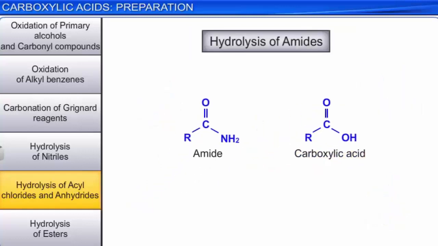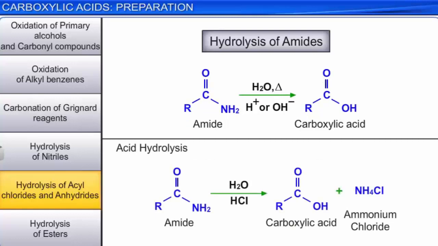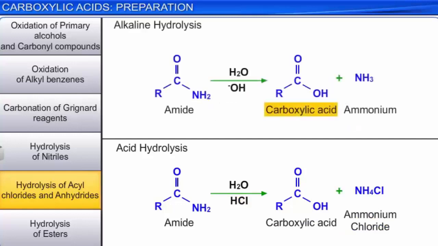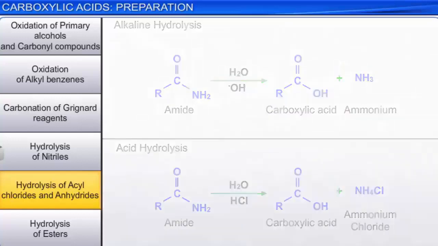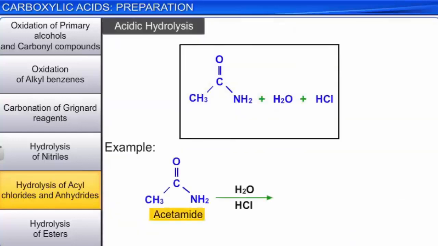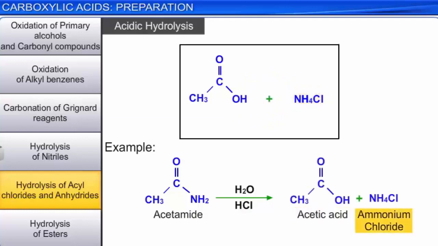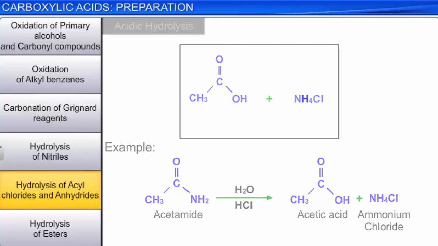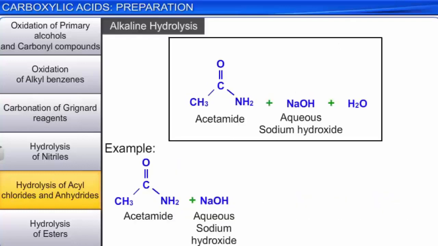Amides undergo hydrolysis on being boiled with a dilute acid or alkali. The hydrolysis yields carboxylic acid and an ammonium salt with an acid, and carboxylic acid and ammonia with an alkali. For example, acetamide, on being boiled with dilute HCl, undergoes hydrolysis to give acetic acid and ammonium chloride. On the other hand, when it is boiled with aqueous sodium hydroxide, it gives sodium acetate and ammonia.